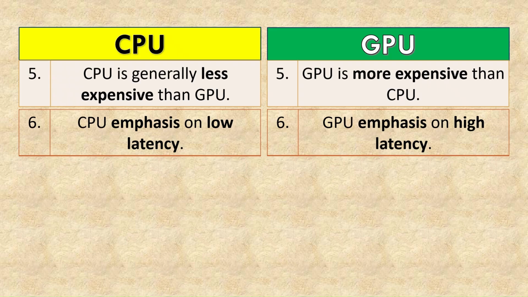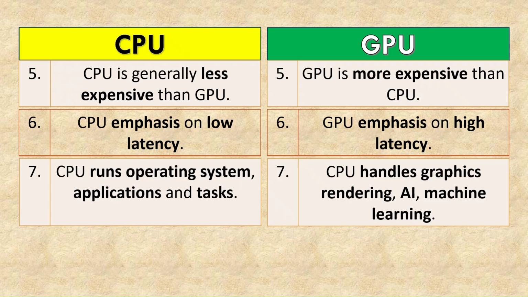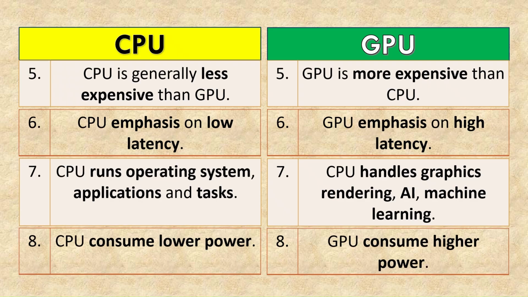CPU emphasis on low latency. GPU emphasis on high latency. CPU runs operating system, applications, and tasks. GPU handles graphics rendering, machine learning. CPU consumes lower power. GPU consumes higher power.